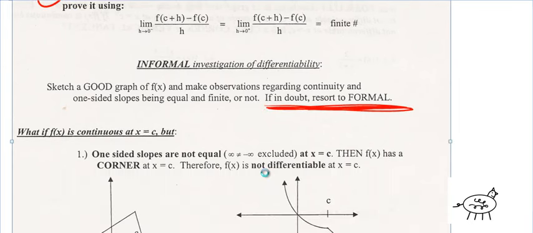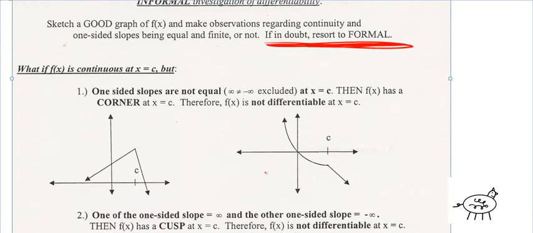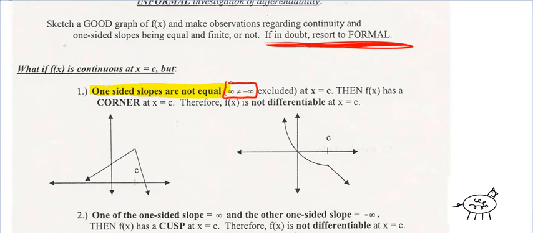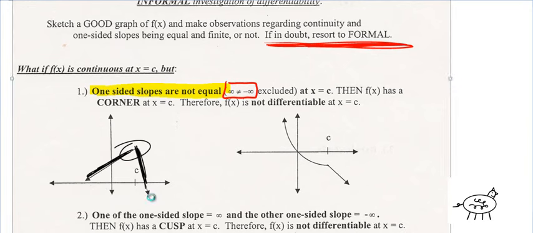All these graphs are going to be continuous. What if f of x is continuous at x equals c, but, and here we have our different cases, the one-sided slopes are not equal. This means, and this is important too, it's not infinity or negative infinity; those are excluded. If the one-sided slopes are not equal, look at it right there: when it approaches this point, the slope is negative, and on this side the slope is positive. If they're not equal, it's not differentiable. Same thing here: the slope looks like it's about right there, and the other slope is about right there. These are not equal, so it's not differentiable.